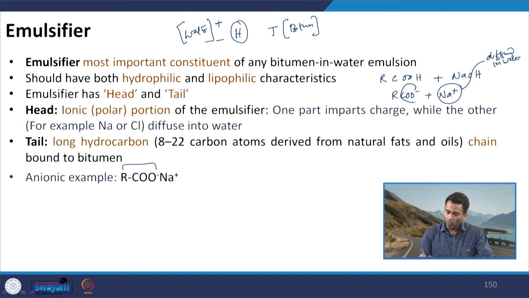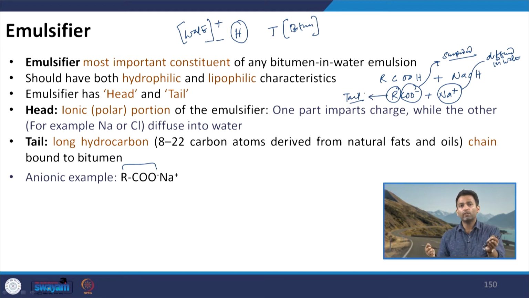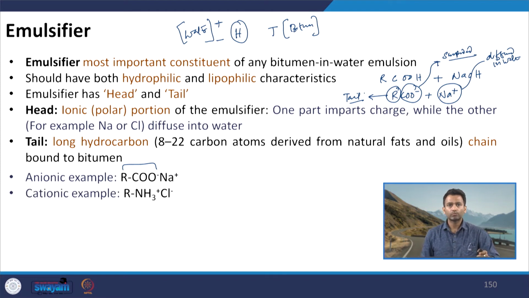whereas COO minus will be the part which, because it has positive and negative poles, and positive is diffused in water, this will be in suspended form. It will be covering the periphery of the bitumen particles and will provide overall charge to the system, and that is why anionic emulsion has an overall negative charge. And the R, which is a long chain hydrocarbon, is the tail of the emulsion system and it will be bound to the bitumen.